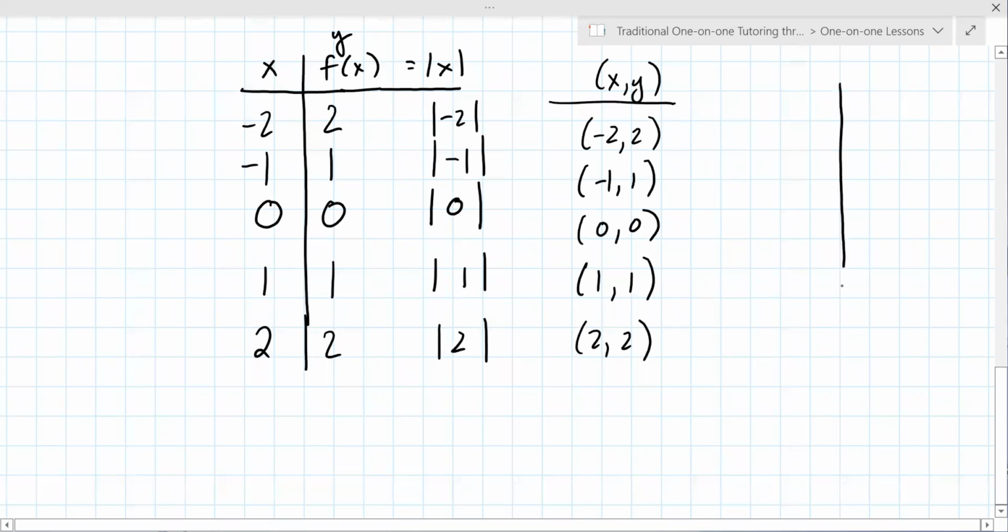So we go to our XY plane, and the order doesn't matter. Like we can graph this -2, 2 first. -1, 1, 0, 0, 1, 1, and 2, 2. And you're supposed to see a V. You're like, oh, there's a V. It's usually always supposed to be a V. Could be a V up, could be a V down.